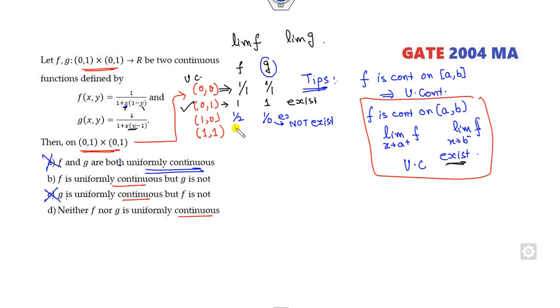At 1, 1 the limit is 1, and there is no need to check. So f is always continuous. So f is continuous but g is not. F is continuous, g is not, is the right answer of this problem, because this is my open interval, so you have to check only about these limits.